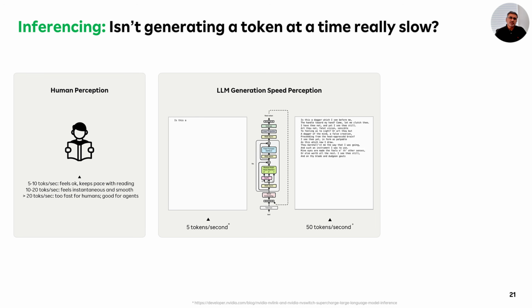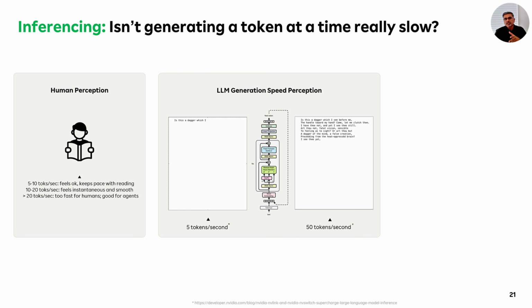Just to give you a realistic view of how fast 5 to 10 tokens per second is and how fast 50 tokens per second is, this is a video recording that shows you how fast 5 tokens per second is, which is on the left hand side. And as you can see, as it's generating, you can actually read along, which is fine for humans. If it goes to 50 tokens per second, you can barely read. Even if you're a speed reader, I don't think you'll be able to keep pace with the speed at which these tokens are being generated.